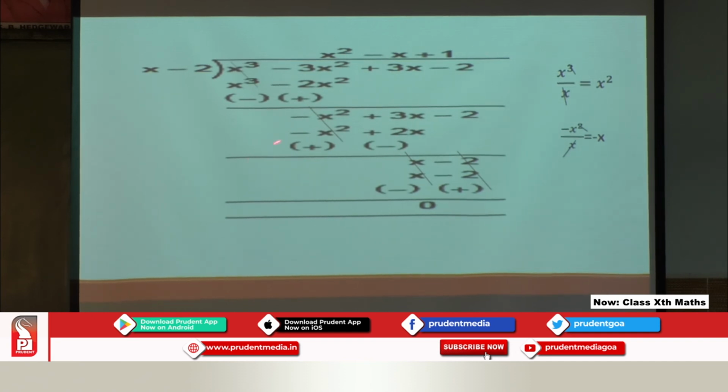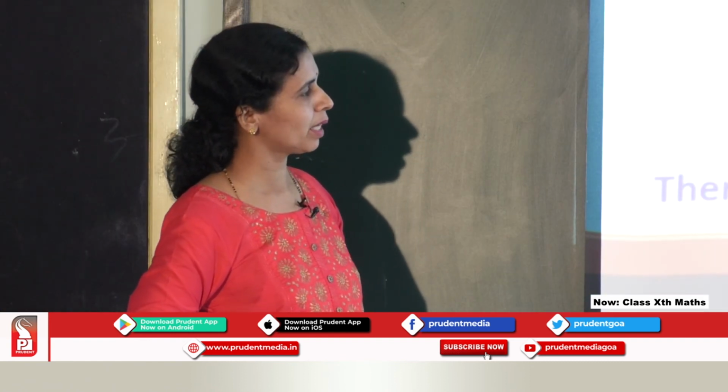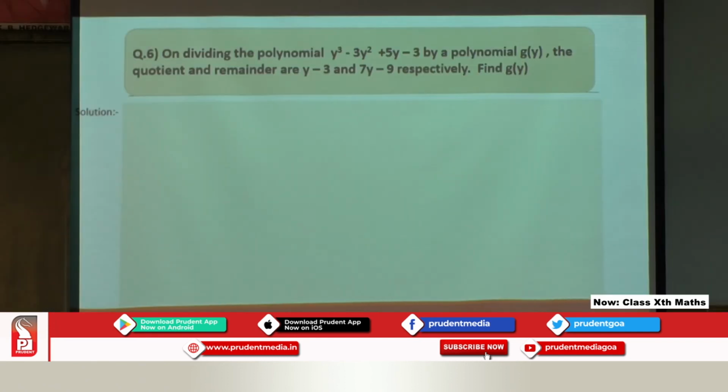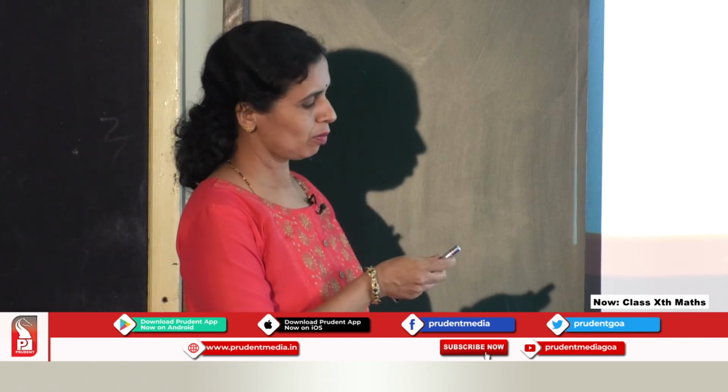But in the question it is asked to find the value of g of x. So therefore the value of g of x is x square minus x plus 1. This is the value of g of x, that is x square minus x plus 1. This is also I have taken similar type of question now.